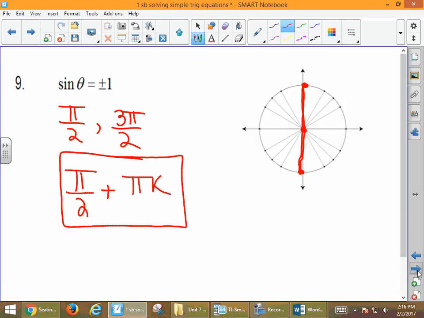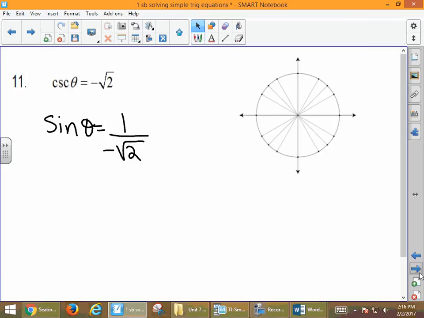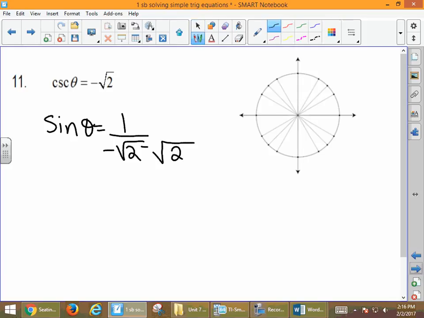Let's try one more. I'm going to skip 10 and go to 11. So when we take a look at 11, cosecant is the reciprocal of which function? Sine. So it's going to be sine of theta. Since we're taking the reciprocal, this is going to be 1 over negative the square root of 2. And once again, we need to get rid of that radical in the denominator. So we're going to multiply, and really by negative radical 2, if you want to get technical.